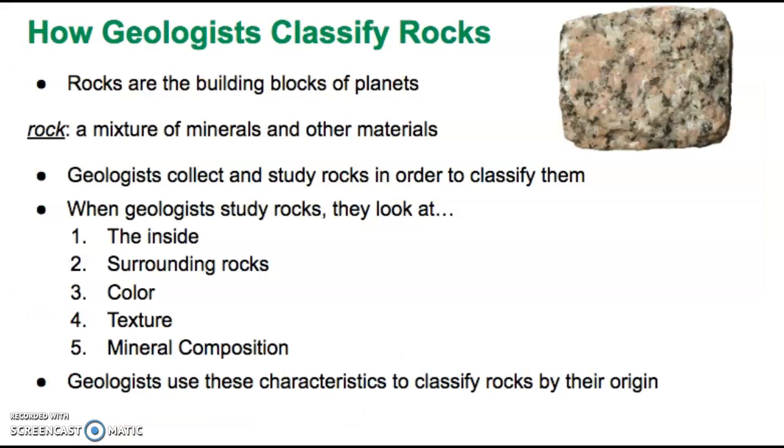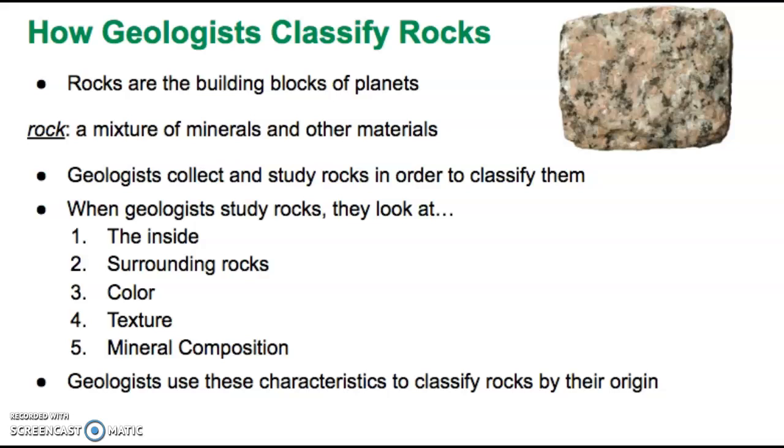So right away, here we are with objective number 1. How do geologists classify rocks? Well, before we even talk about the classification part, what is a rock? A rock is just a mixture of minerals and sometimes other materials too. So in chapter 4, we talked all about minerals, and minerals had some very specific qualifications that they needed to meet in order to be considered minerals.